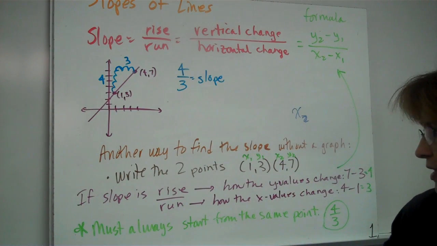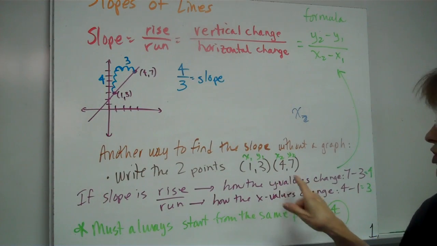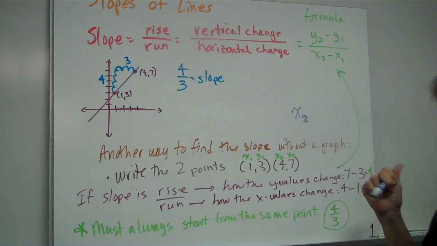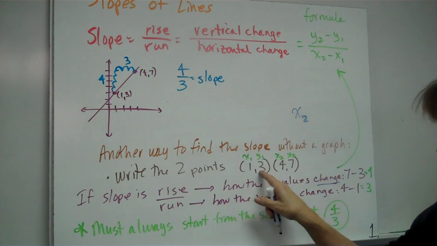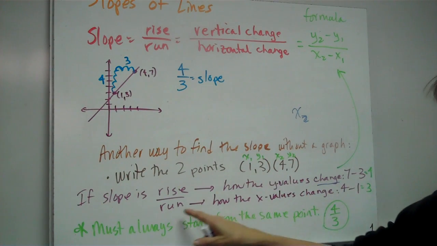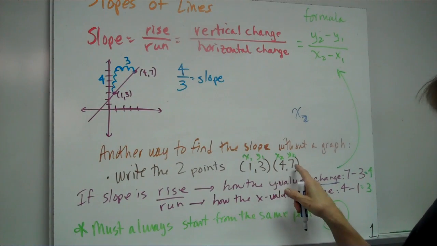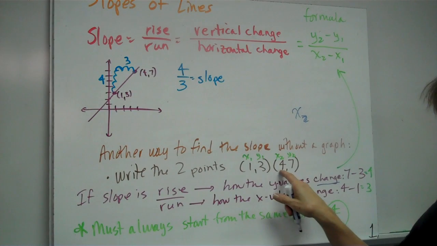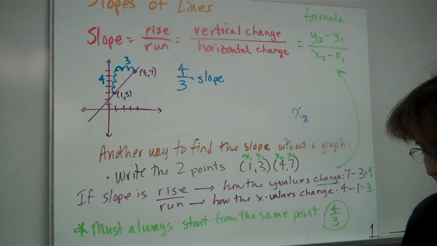Okay, so if the slope is a rise over the run, remember the rise is how the y values change. So in other words, change means to subtract. If I start with y2, I go 7 minus 3, and that's 4. And then to get the run, I start with the x, I start with the 4 there because I started with the 7 there, so I go 4 minus 1, and that's 3. So you must always start from the same point.